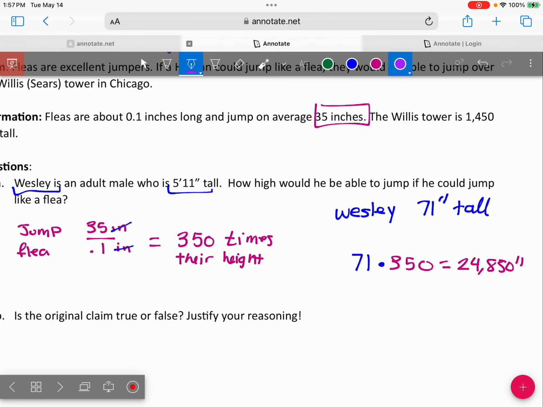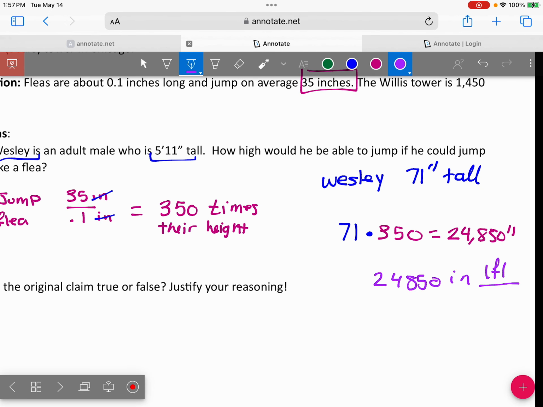What do I do to get my inches back to feet? Divide it by 12. Since we did a lot of unit conversion in chapter 3 and it's been a minute since we got there. So we're going to take our 24,850 inches, and I'm going to write it as a unit conversion here, where we have 1 foot and 12 inches. So my inches cancel out. We take our 24,850 and divide it by 12. And we get he would be jumping 2,070 feet, 0.8, and some change.